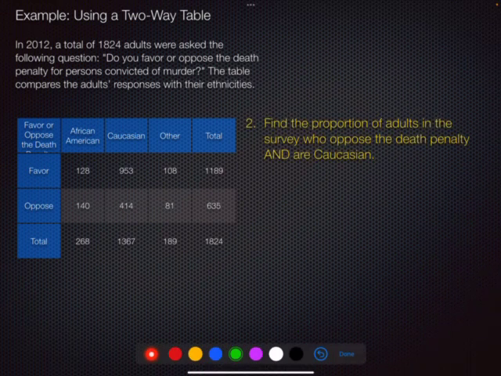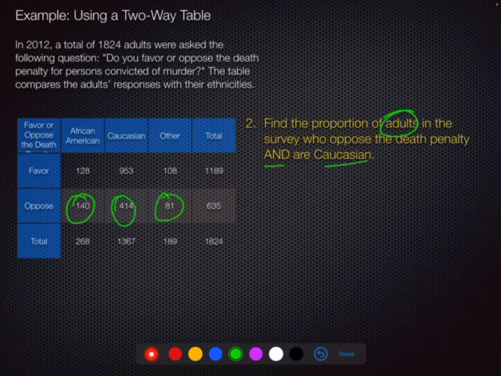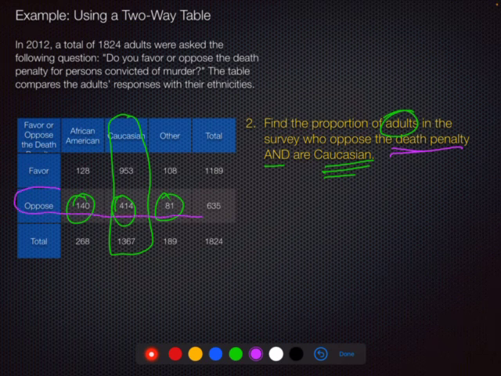Next question. Find the proportion of adults, so we're dealing with everybody in the survey, who oppose the death penalty, so that's these guys, and are Caucasian. Okay, so now we're doing an and statement. So first of all, we can only be dealing with Caucasians. Why? Because they have to make the second part of this true, but they also at the same time have to make the first part true, oppose the death penalty, so that's everybody here that opposes.